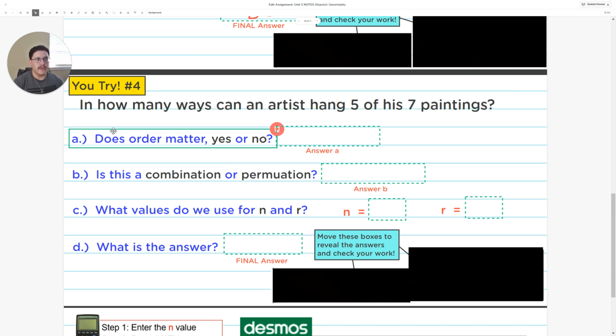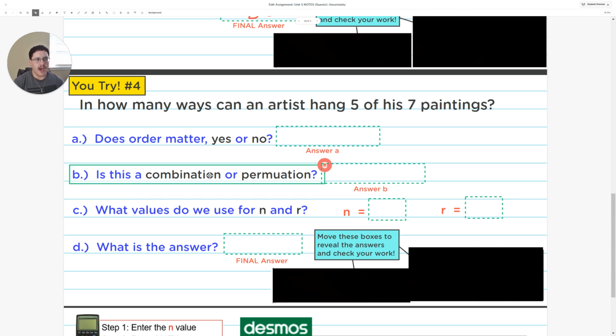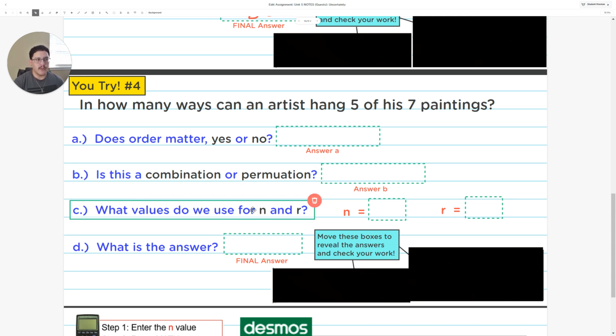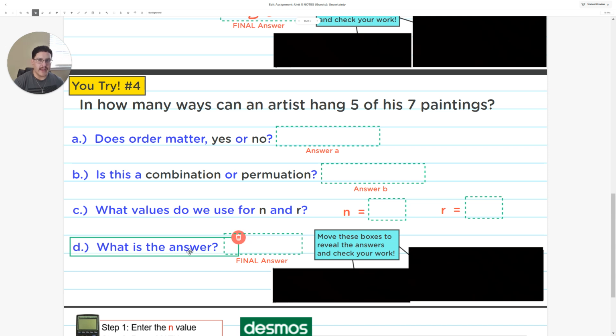So again, answer the questions. Does order matter? Yes or no? Is this a combination or permutation? What values do we use for N and R? And what is the answer from your calculator? If you would like, go ahead, pause the video, try this on your own, check your answers if you're on ClassKick and doing this while you're watching the video. Otherwise, I'm going to continue on and show y'all how to do this.